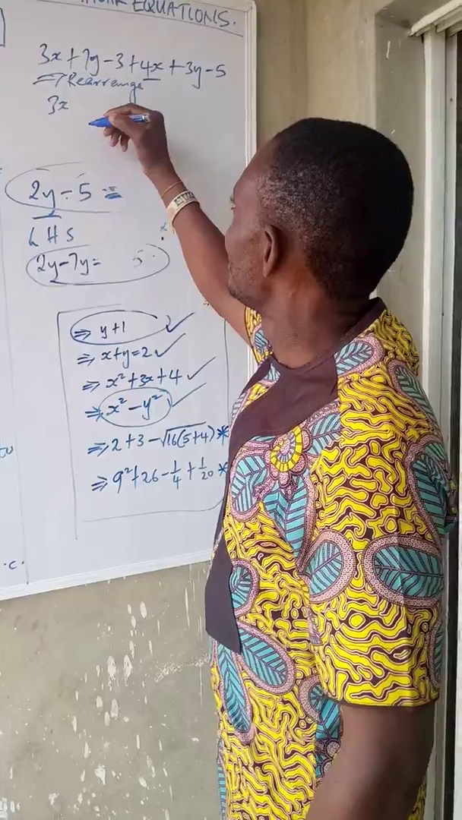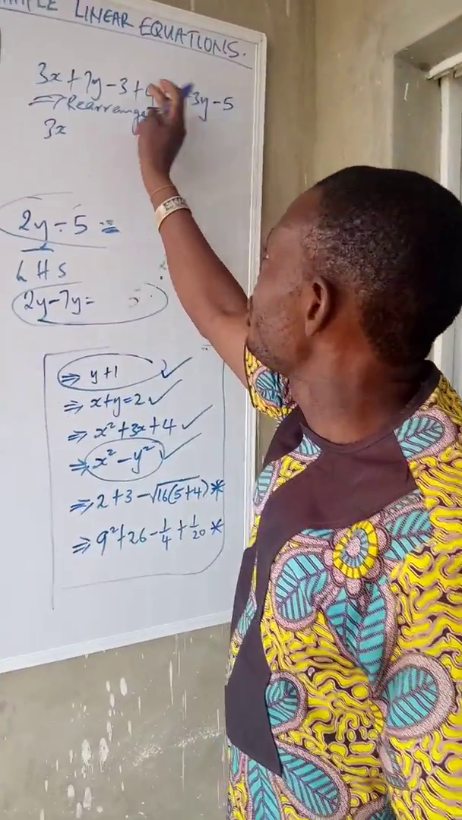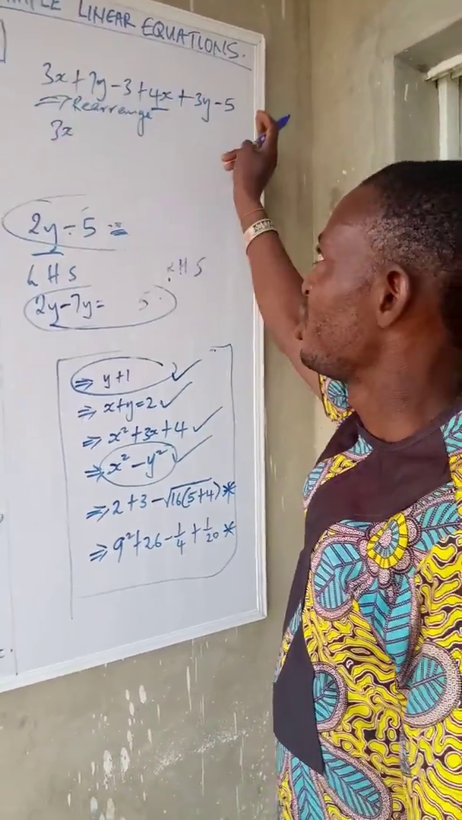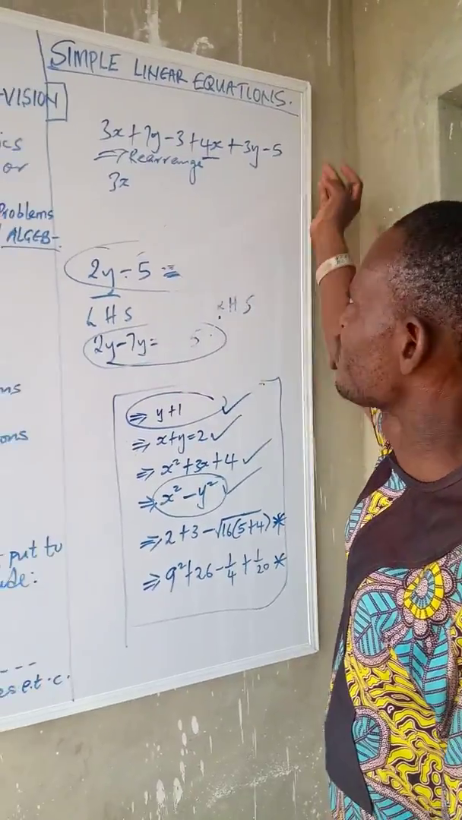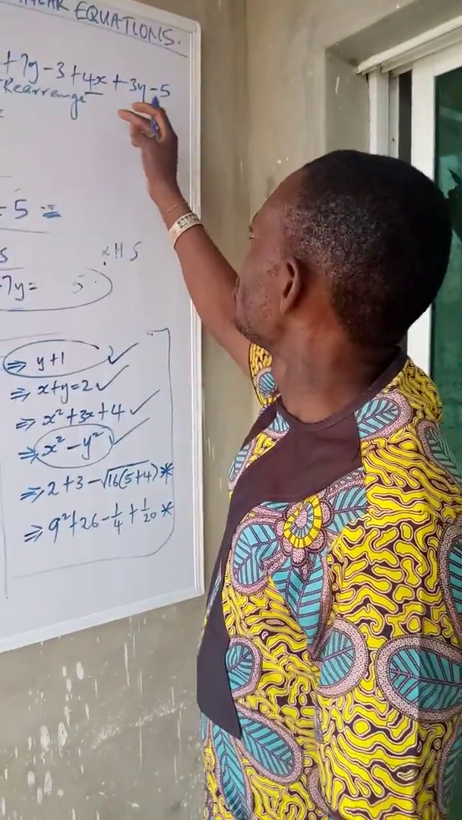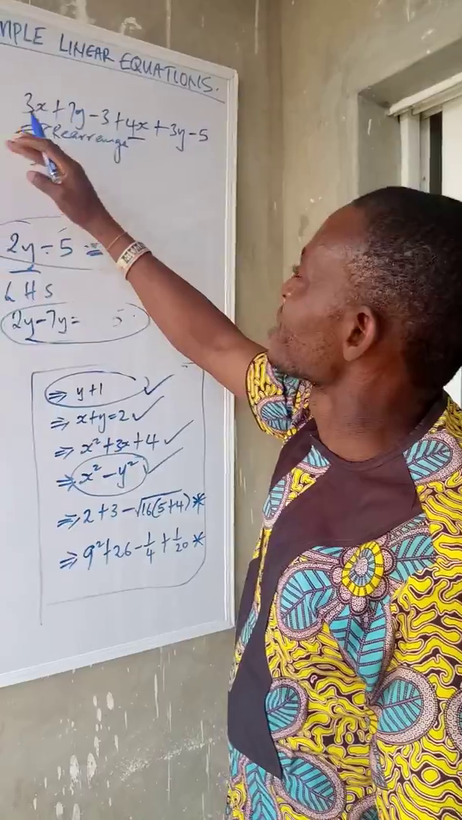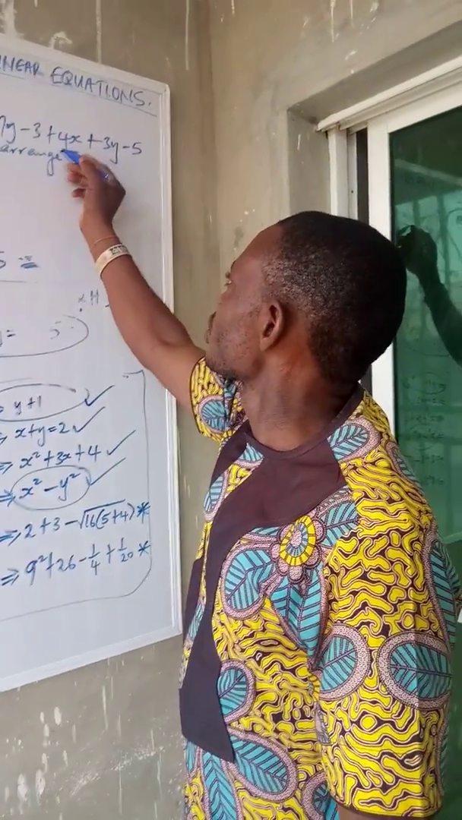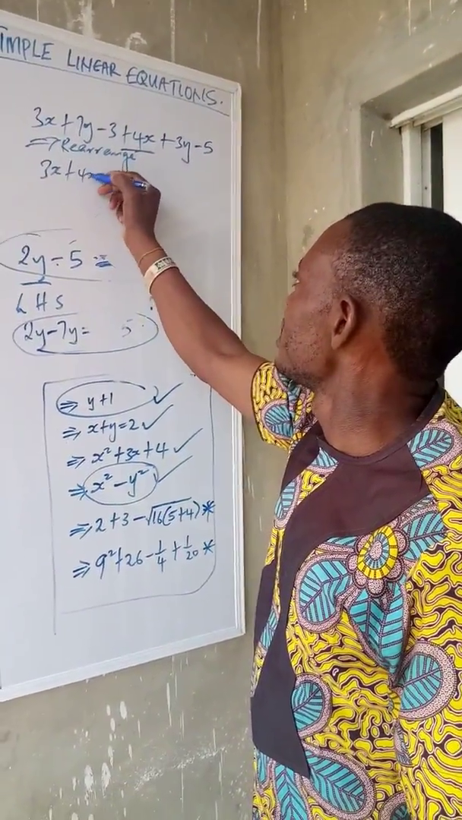Now remember, these ones are just moving. There is no bridge in this case at all. Once you don't jump any bridge, you are just moving. Your sign does not change. You move with your sign. Your sign doesn't change at all. So this plus 4x will still be plus 4x here.